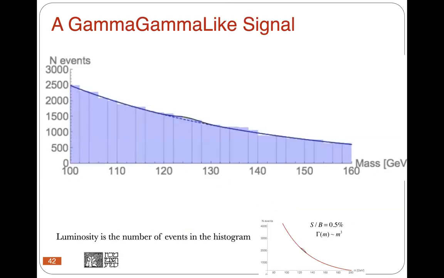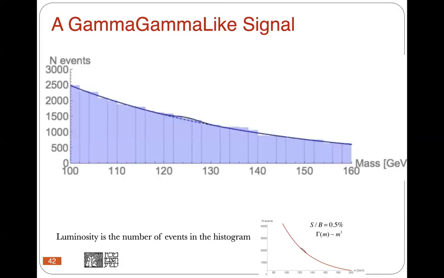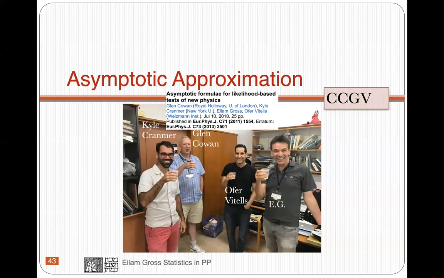So I can have LHC experiments will give me this distribution, or LHC experiments give another distribution. So here I want to show the paper that we did together with Glen Cowan, Kyle Cranmer, and Eilam Gross, which is the asymptotic formulae of likelihood-based tests of new physics, where we defined also the Asimov data sets, and that's the one that is used by others in CMS for new physics since 2010.